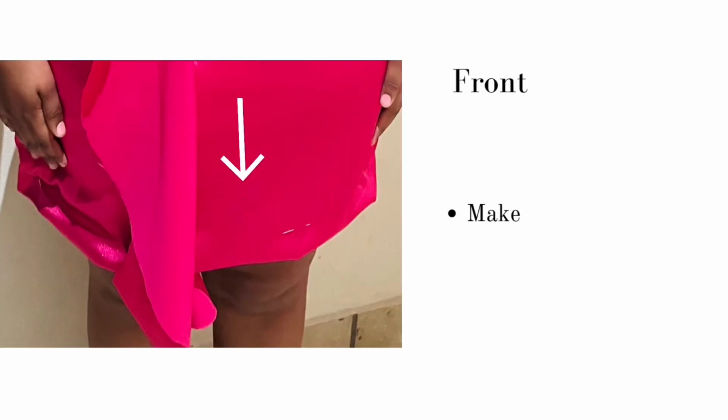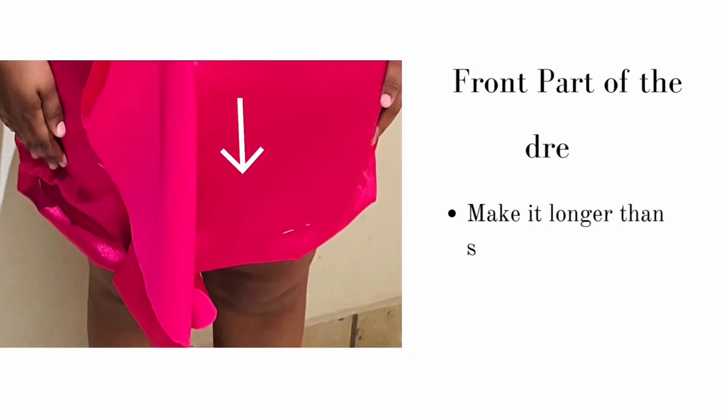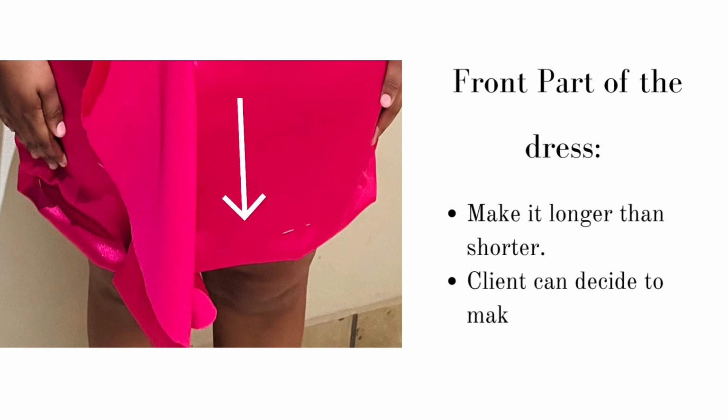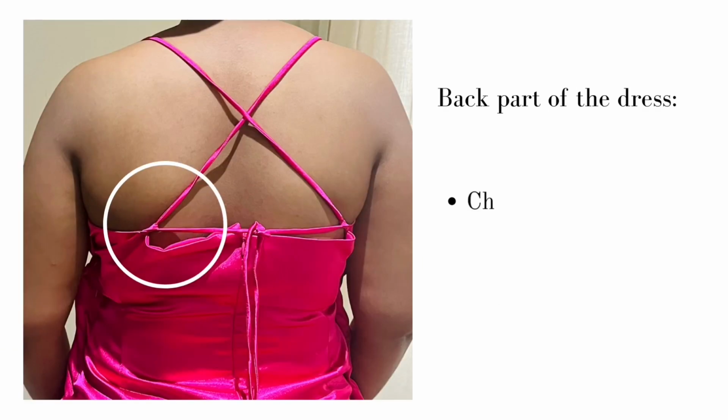And then for the hem, I think it's also better to make it longer than shorter, so that your client is able to tell you which length she desires. If it's too long for her, you can make it shorter, but you can't make it longer if it's already too short. Now we can move on to the back part of the dress, and I honestly didn't have to change a lot of things here.